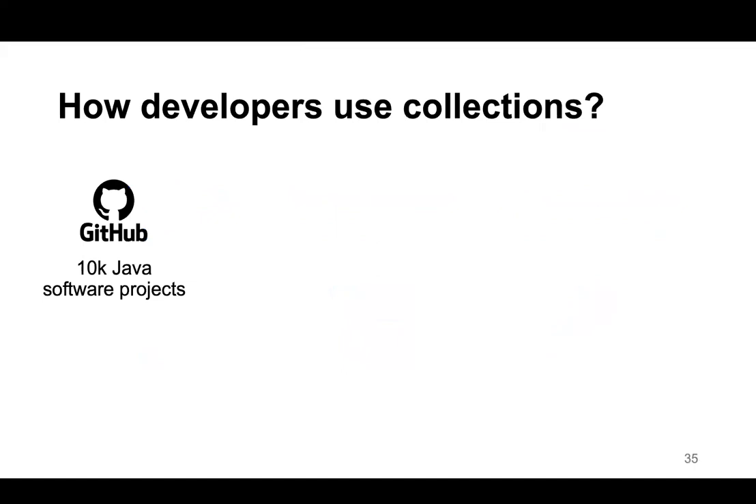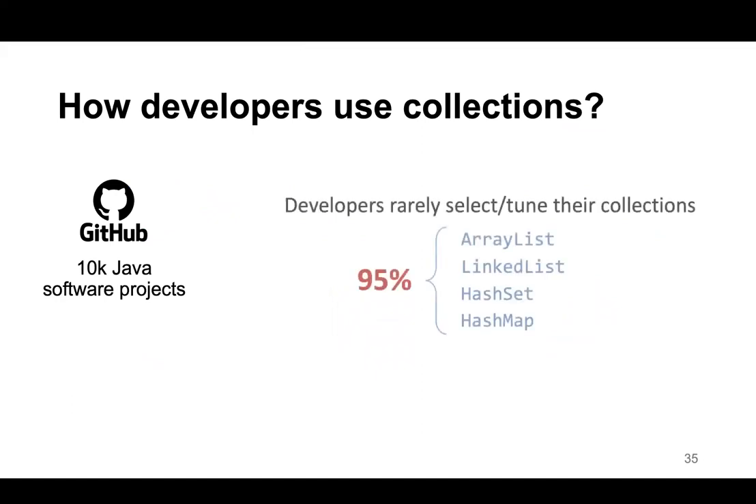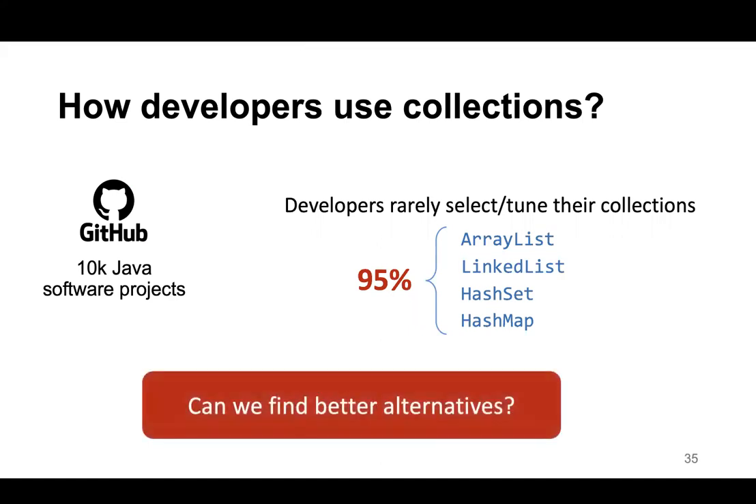Here's what we did. We put on our mining hats. We started mining software repositories, 10,000 Java software projects. And we found that, to no one's surprise, developers rarely select anything beyond the most commonly used default data structures. 95% will be traced back to those four different types, all from the standard library. Can we find better alternatives to that?